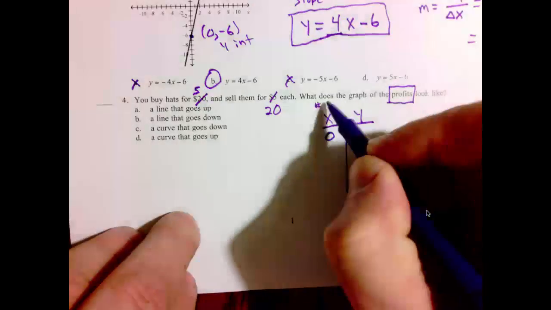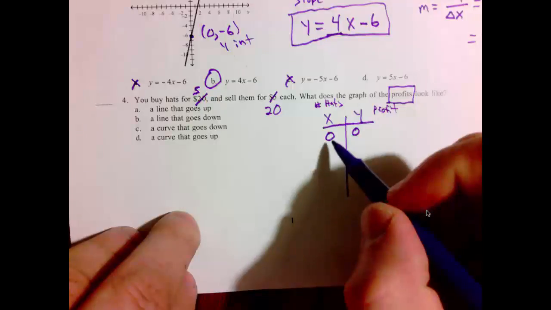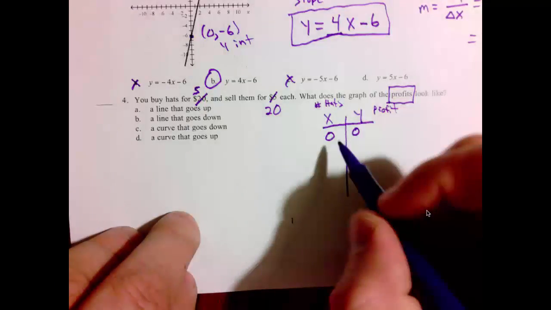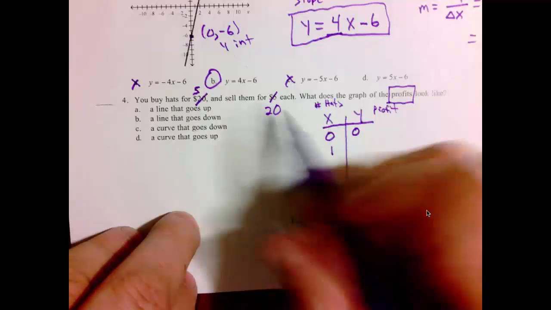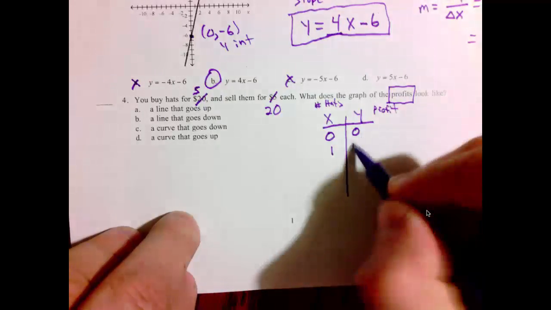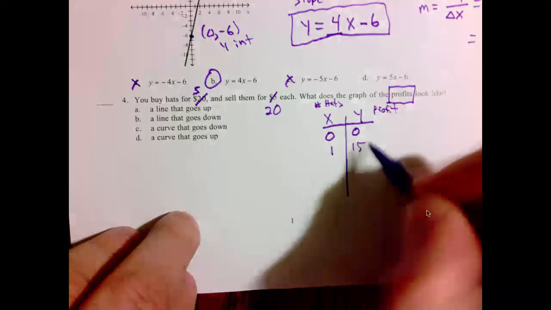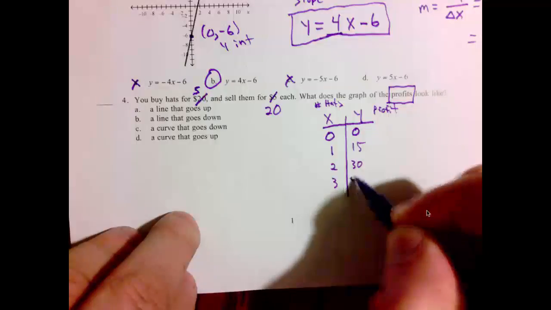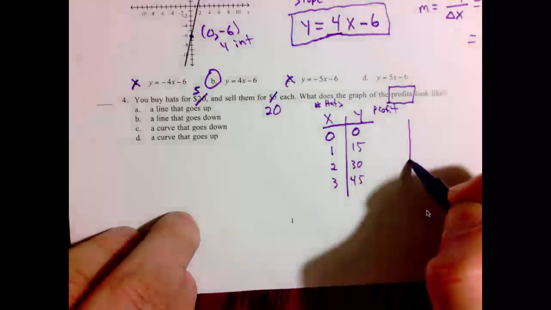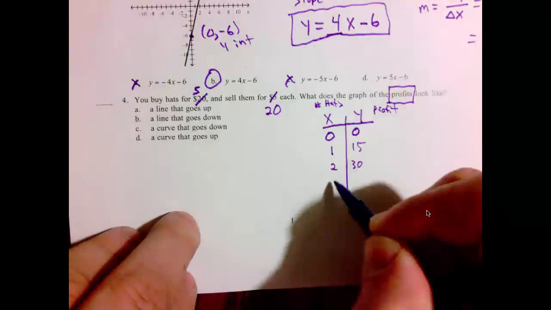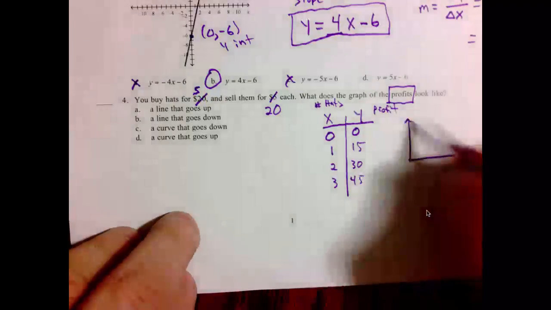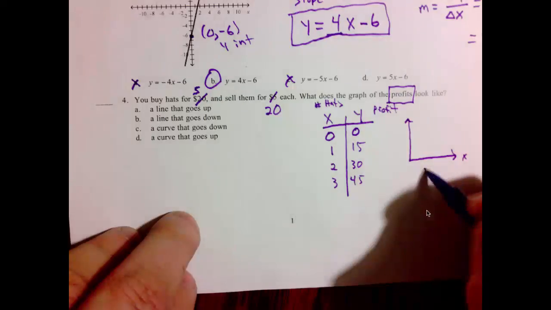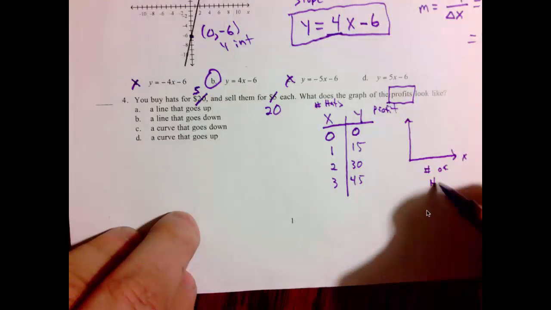right? If we don't sell any hats, we won't have any profit. If we sell one hat, well, we bought them for 5 and sold them for 20, so our profit is 15. If we sell 2 hats, then our profit will be 30. And if we sell 3 hats, then our profit would be 45. I'm going to sketch a small graph over here to examine that. This is X, our hats. And Y, our profit.